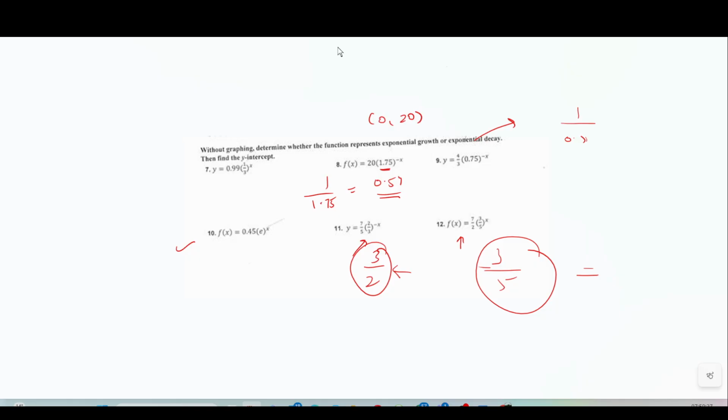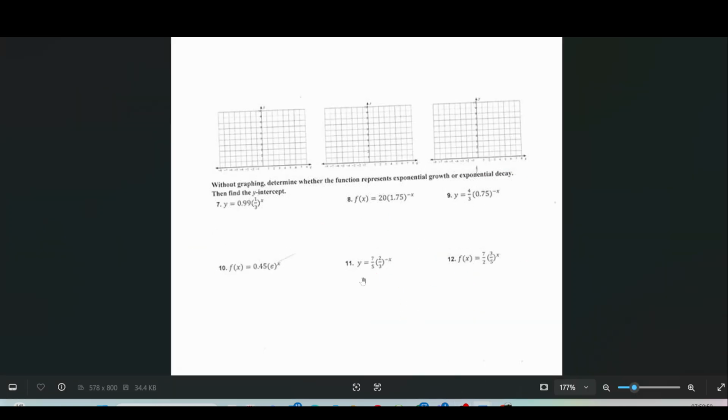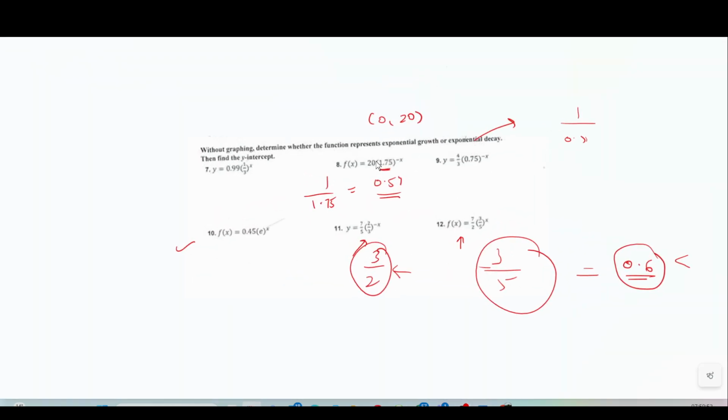Oh, it's decay. Oh my gosh, I thought it was a negative. My bad. Yeah, it is 0.6. 0.6 means it's less than 1, so decay. Yeah, so you need to remember that the base is the term which has the exponent, and the term which does not have an exponent, that's the y-intercept, okay? That constant term. Clear?